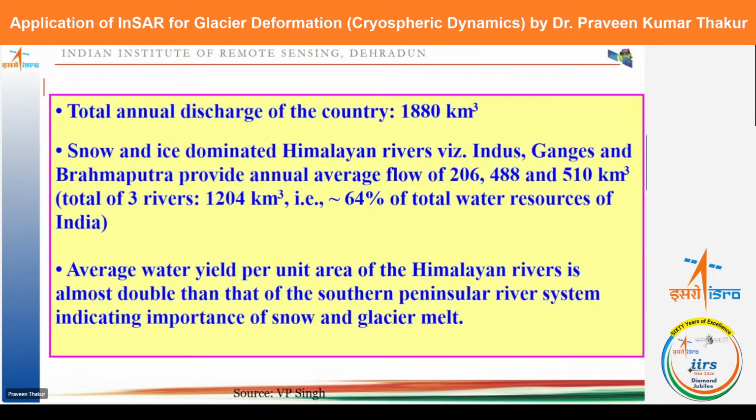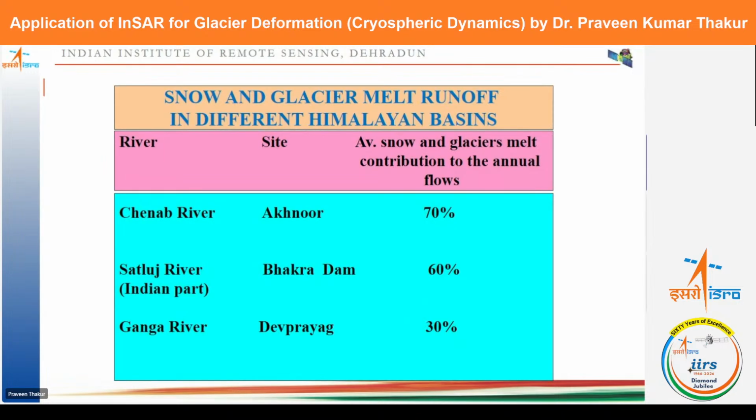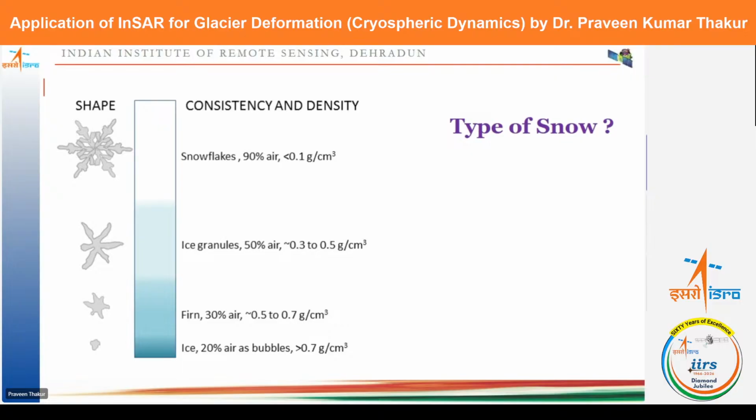And the combined flow of these three rivers is almost 64% of the total water sources in India. And due to this snow availability, the average yield is also higher. And these are just some of the examples. If you have more area under snow, you will have more contribution from the snow. For example, the Chenab River has the highest at 70%, followed by the Satluj, and followed by the Ganga River at 30%.